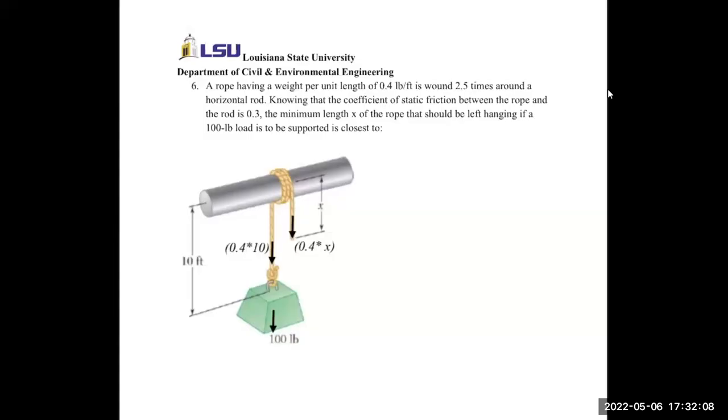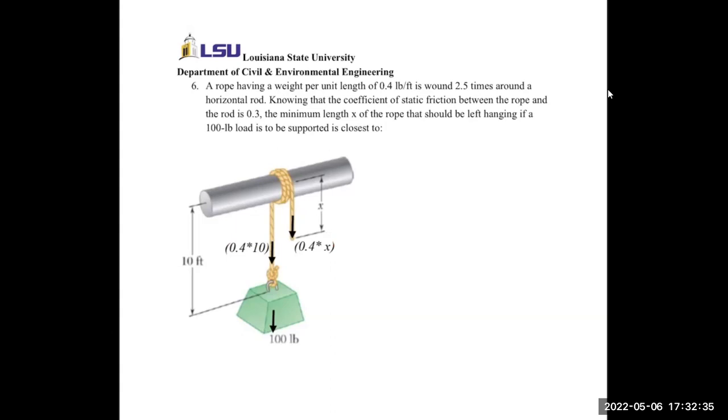Problem number 6 says a rope having a weight per unit length of 0.4 pounds per foot is wound 2.5 times around a horizontal rod. Knowing that the coefficient of static friction between the rope and the rod is 0.3, the minimum length x of the rope that should be left hanging if a 100-pound load is to be supported is closest to what?